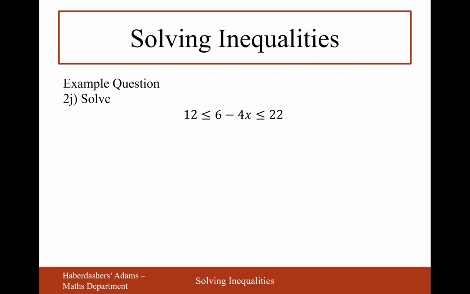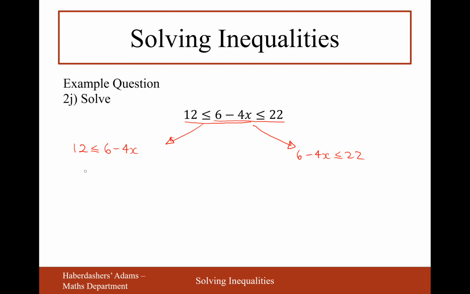But what do you do when you've got something a bit more difficult like this? Well, when you've got something a bit more difficult like this, the best thing to do is to actually split them up into two separate inequalities. 12 is less than 6 minus 4x, and 6 minus 4x is less than or equal to 22. So for the first part over here, I've just taken this bit. And then for the second bit over here, I've just taken this bit.